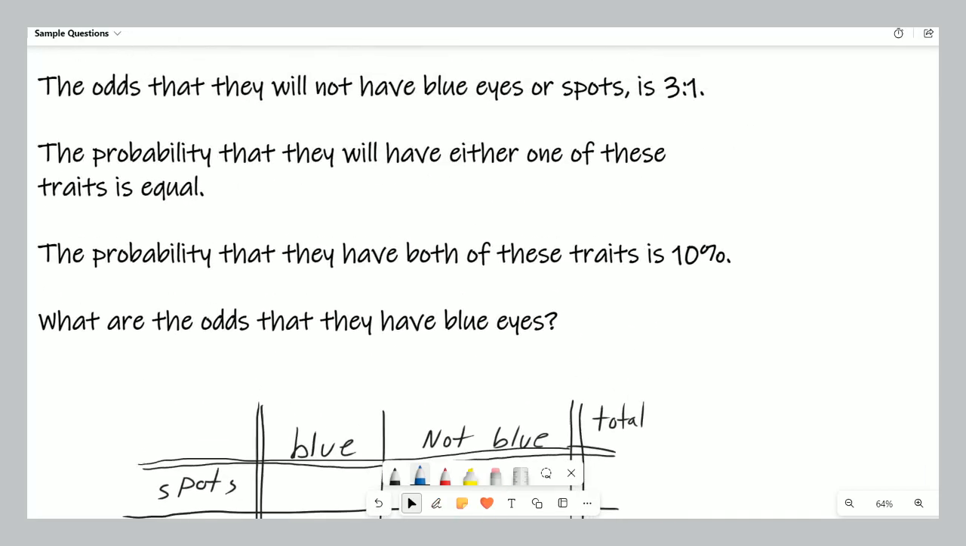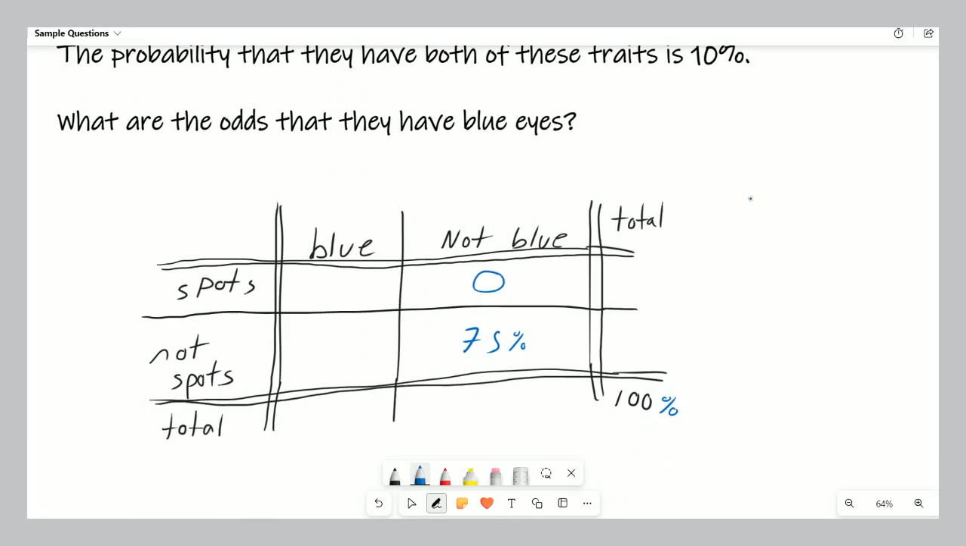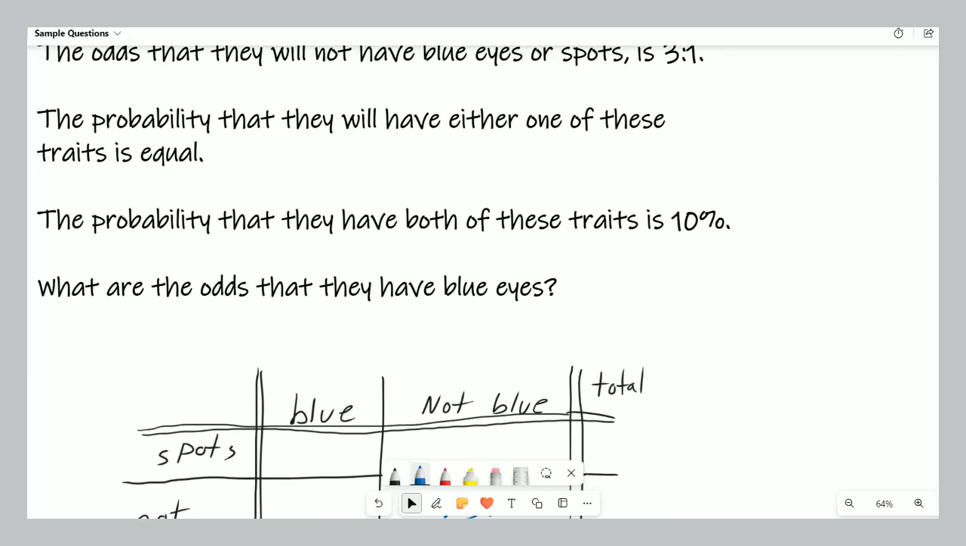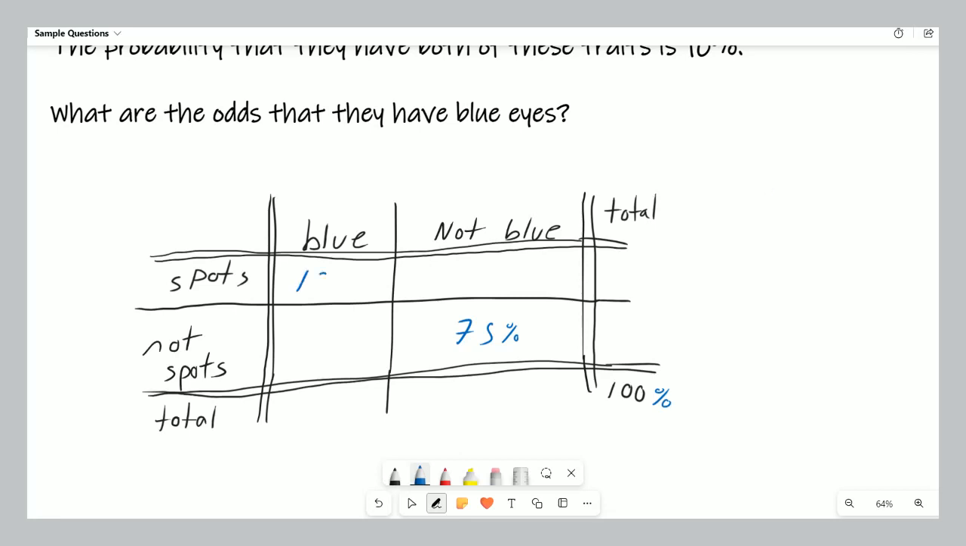Okay, then we're told that the probability that they will have either one of these traits is equal. Okay, that's these two situations here, spots but not blue eyes, or blue eyes but not spots. We don't know what that probability is, but the probability that they have both of these traits is 10%. Okay, so we know that this is 10%, and we know the other two cases are equal.